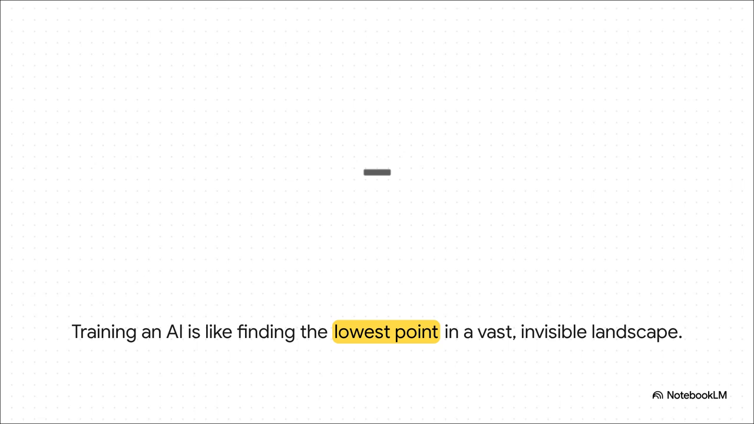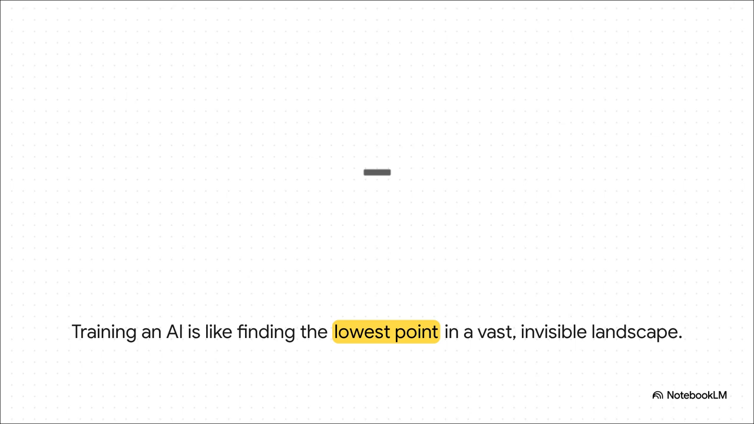Okay, I want you to imagine something. You're a hiker, but you're blindfolded, and you're standing somewhere in a massive, totally invisible mountain range. Your one and only goal? Find the absolute lowest point, the deepest valley. This mountain range, this is what we call the loss landscape.